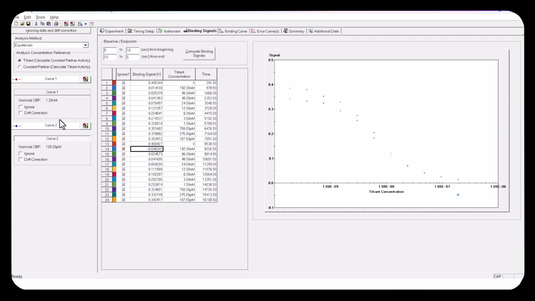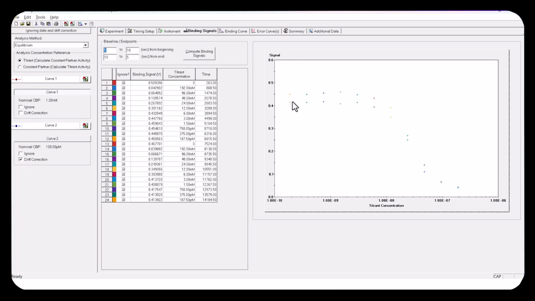So this is a good candidate for drift. I'm going to turn drift on for this one. And then I'm going to go take a look at curve 1. And I'm going to do the same thing here. I'm just going to click there, and then I'm going to up arrow through these.